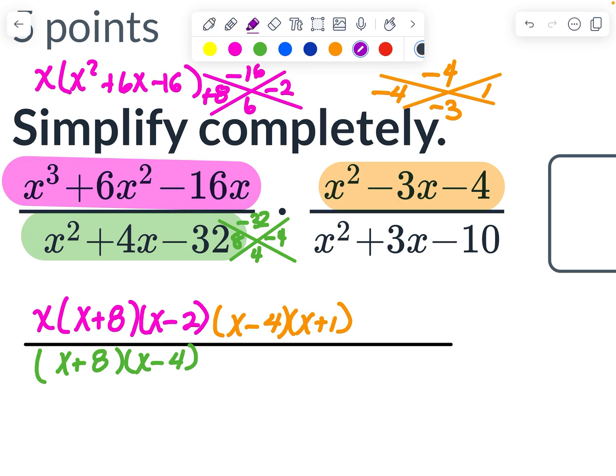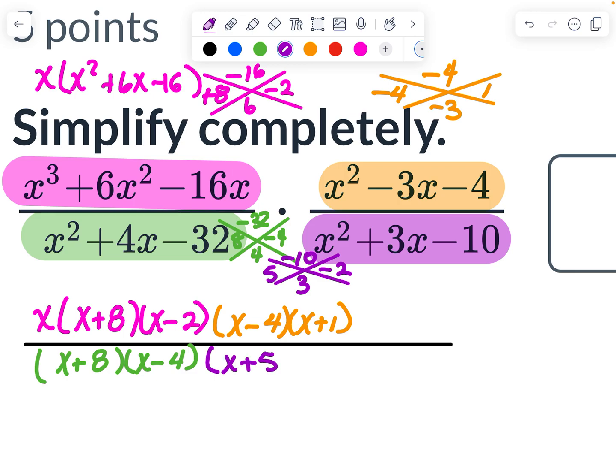And then I am going to factor this. When I factor that, it does not have a greatest common factor, but I am looking for factors of negative 10 that add to 3. Negative 10 that add to 3, that's going to be 5 and negative 2. So I'm going to go x plus 5 and x minus 2.